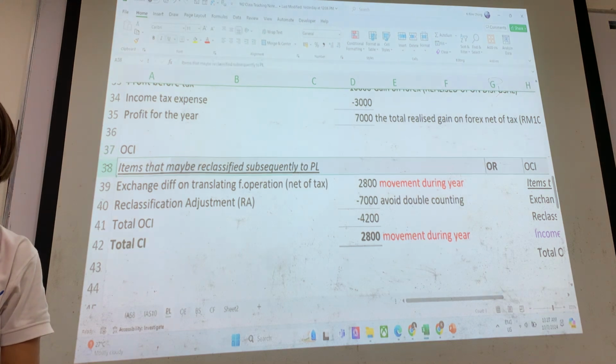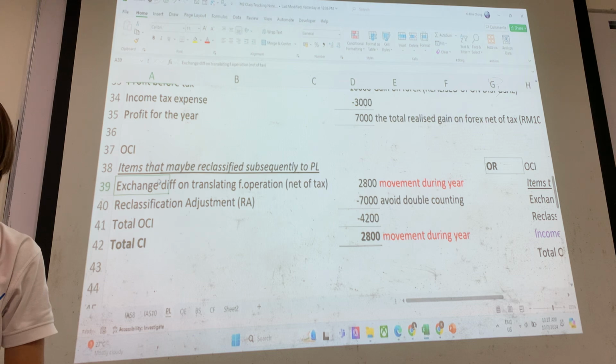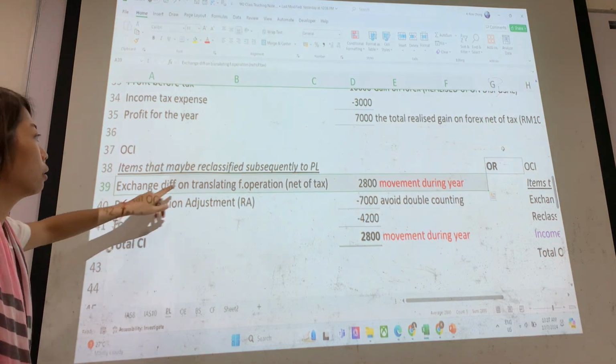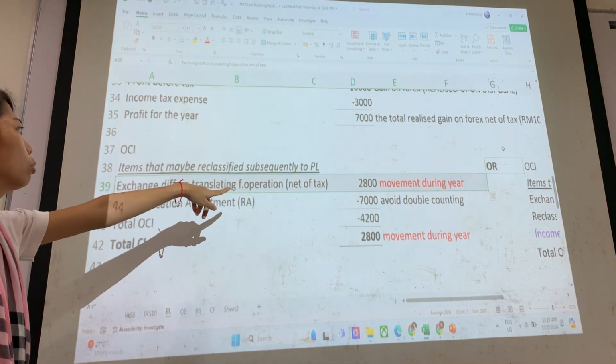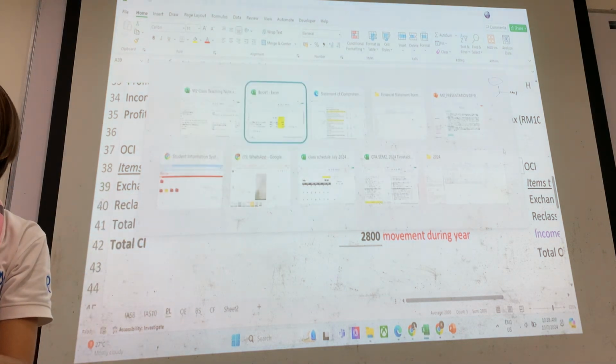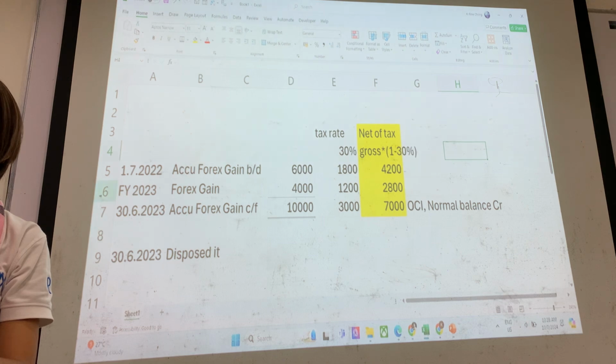Okay, now OCI, items that may be reclassified subsequently to P or L. Exchange difference on translating foreign operation. Are we going to fill in any number? Answer is yes. 3,000 net. Why do we have to do this 3,000? It is because it is the movement during the year.